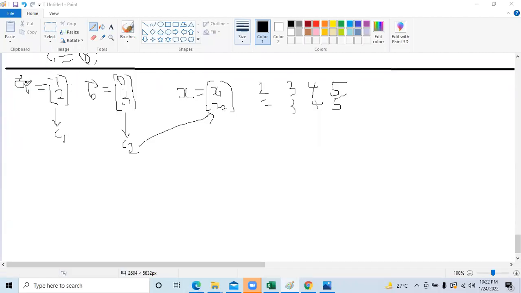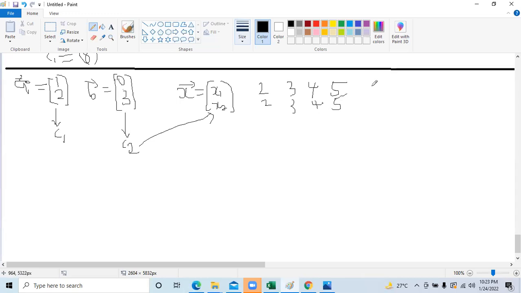So vector A is 1, 2, vector B is 0, 3. We are saying that by multiplying vector A by a constant C1 and multiplying vector B by a constant C2, we can arrive at any value of vector X1, X2. So we can arrive at vector 2, 2 if we want. We can arrive at vector 3, 3, vector 4, 4, vector 5, 5.